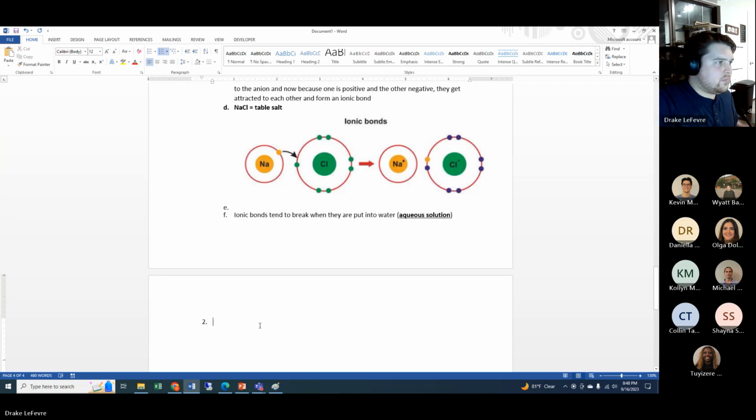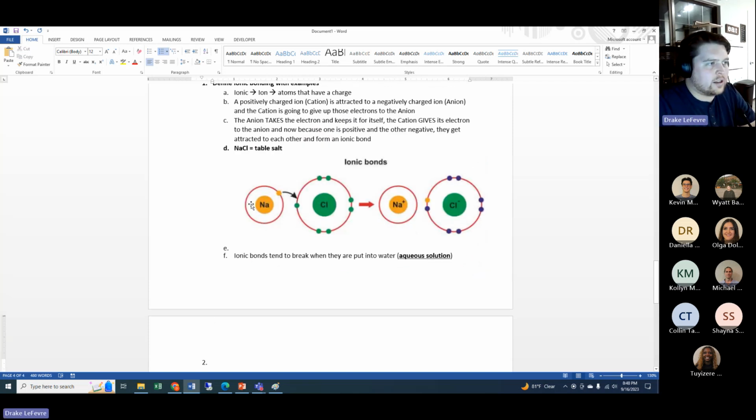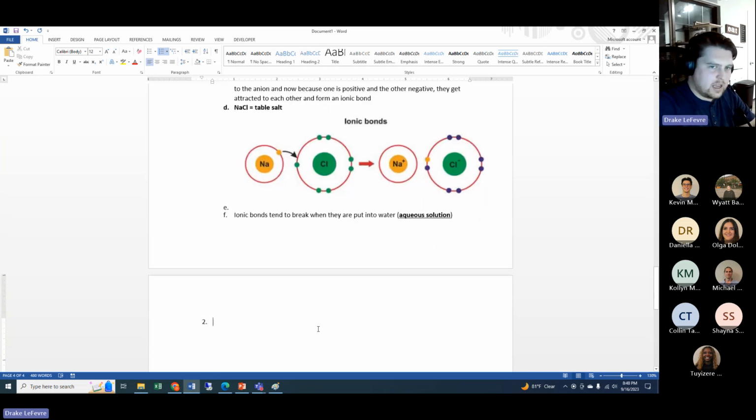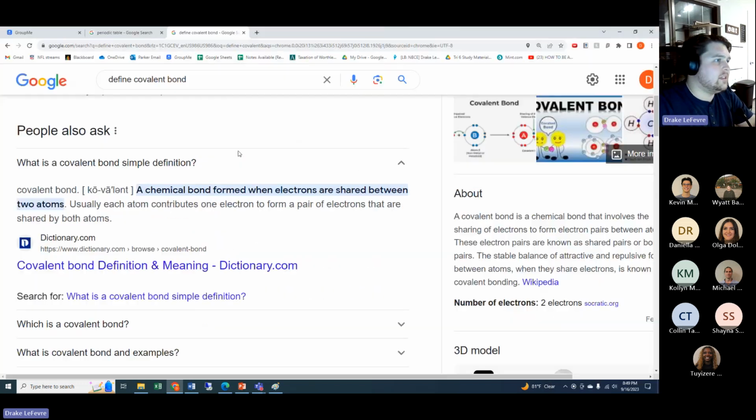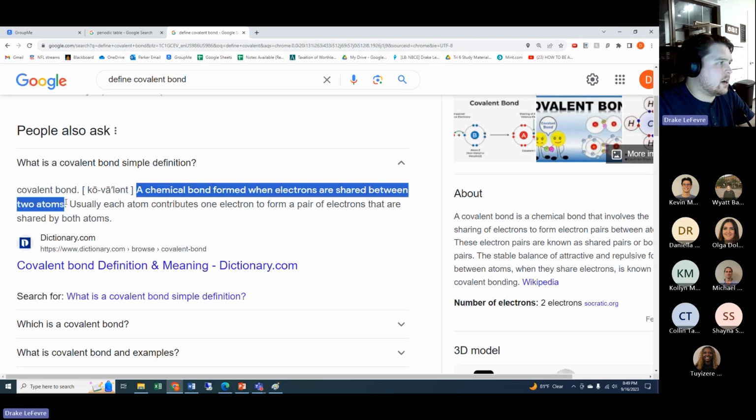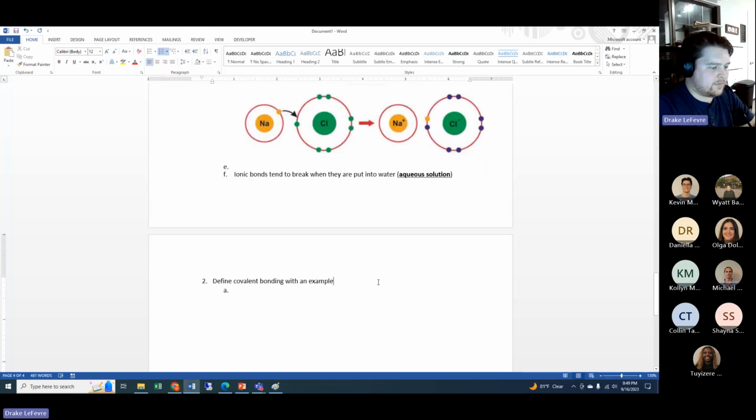Okay. So that is our ionic bonds, where they're giving away the electrons. Then we have covalent bonds. So we're going to define covalent bonding. A covalent bond is a chemical bond formed when electrons are shared between two atoms. That's the big difference that you're going to see.